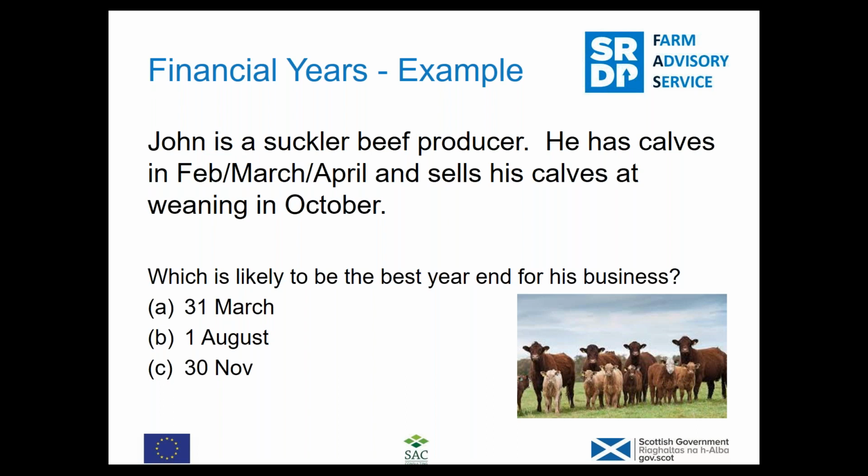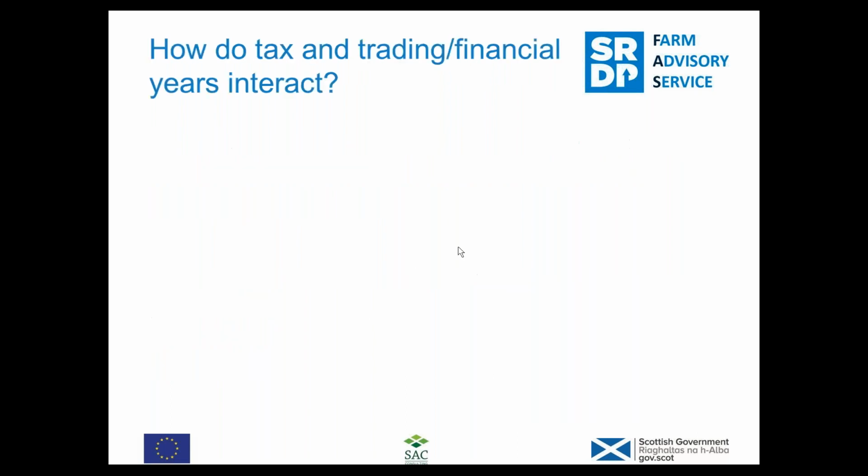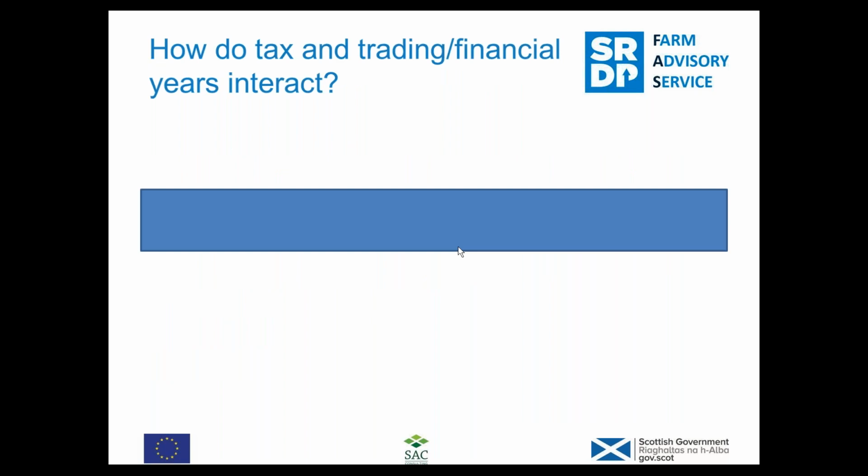So having identified that the tax year runs from the 6th of April to the 5th of April, your financial year or your trading year can run from any point in the year for a full year. The next thing to understand then is how the tax, financial and trading years interact. You'll want to have a sense of when you're likely to need to pay tax on certain income. For instance, if you have a particularly good farming year, you want to understand at what point you are likely to actually have to pay that tax. When will that filter through to a tax bill?